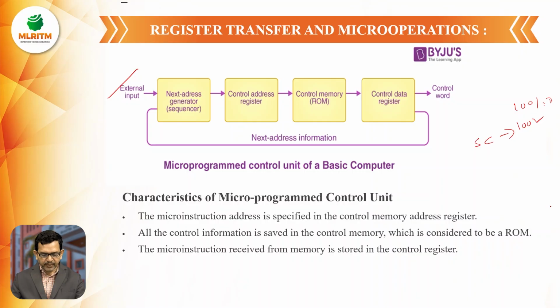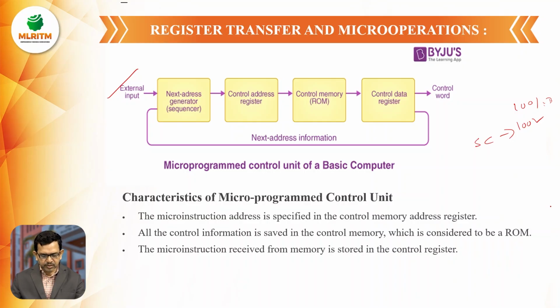First, the micro instruction address is specified in the control memory address register. Next, all the control information is saved in the control memory. Whatever data you are trying to store is stored in the control memory, which is considered as RAM. If you go with RAM, the data will be stored only until the system is closed or until the power is off.